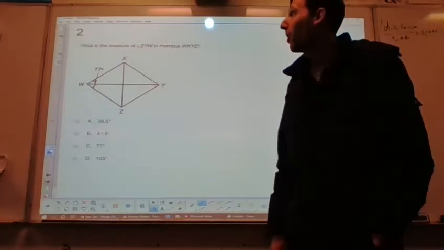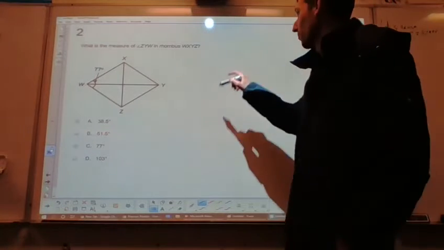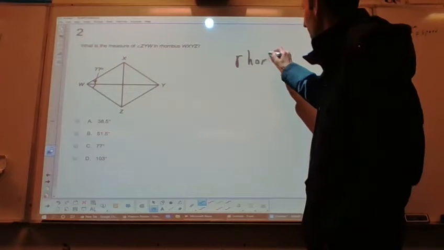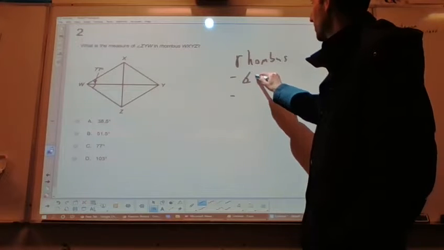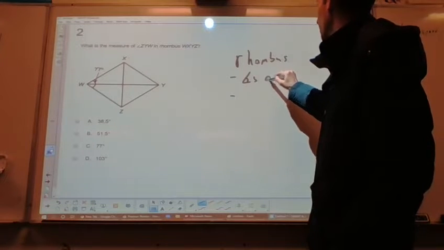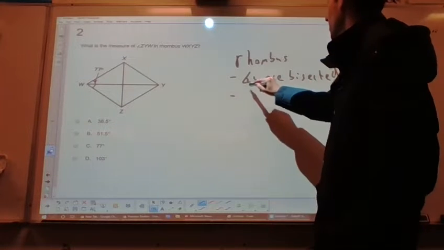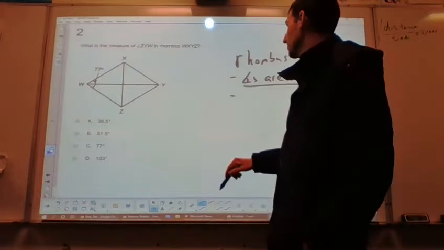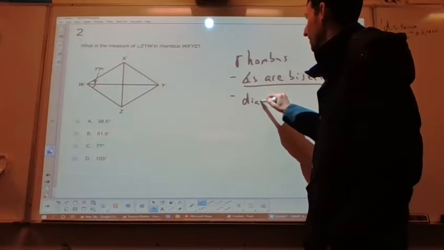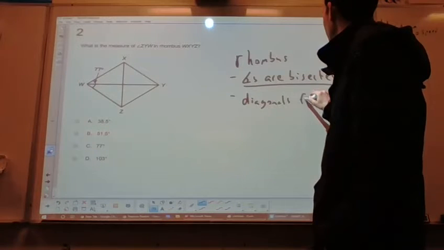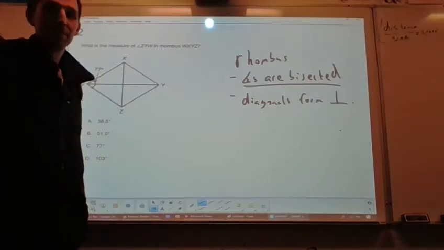So we have a rhombus. This might help you on the previous question too. Rhombuses have 2 special properties that other parallelograms don't. Number 1, the angles are bisected by the diagonals. The angles are bisected. And number 2, the diagonals form perpendiculars. So you got those 2 properties.